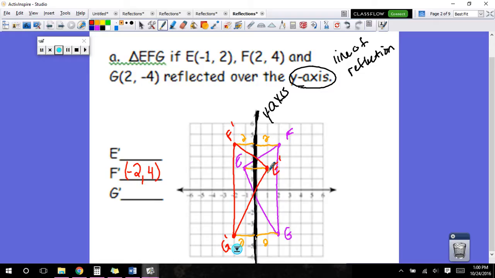Okay, so G was -2, -4. And E is -2, 4. So we just flipped it over. If you were to fold your paper on the y-axis and hold it up to the light, if there's nothing behind it, you could see straight through and they would match up.